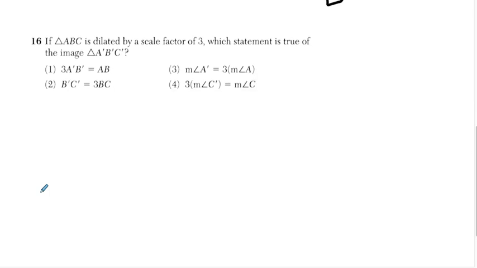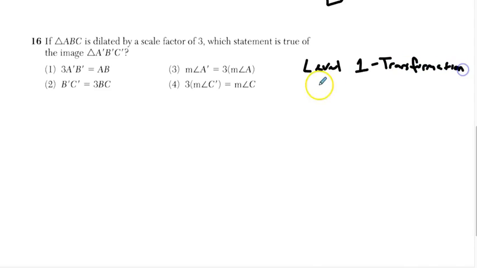Number 16, this is a classic. If triangle ABC is dilated by a scale factor of 3, which statement is true of the image A prime, B prime, and C prime? Okay, we've said this a bunch of times. This is from level 1. This is transformations.